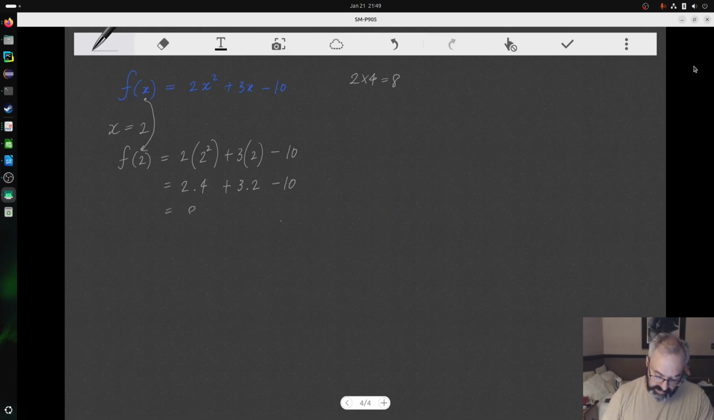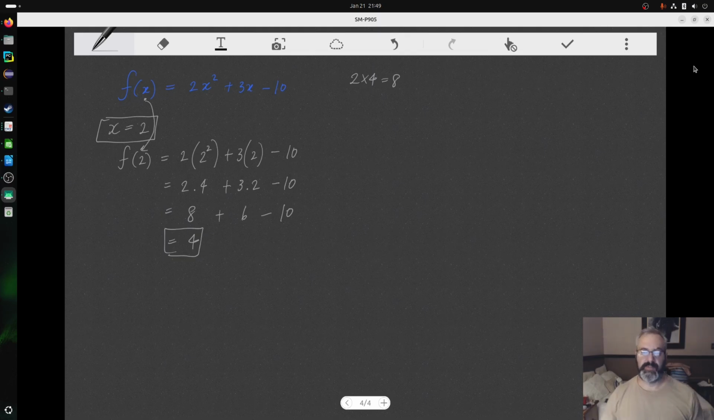2 times 4 is 8, plus 3 times 2 is 6, minus 10. So we've got 8 plus 6 is 14, minus 10, and the answer then is 4. We say the value of the function where x is equal to 2 is 4. The value of the function where x is equal to 2 is 4. All right, and we can stop there for today.